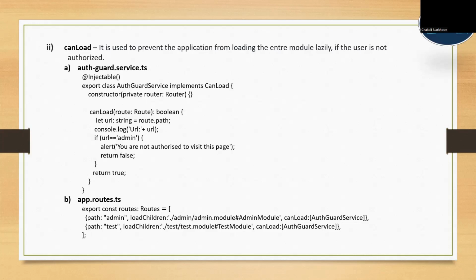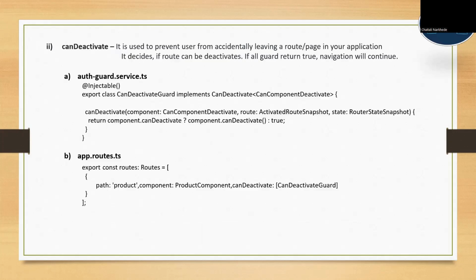And also you need to make some changes in the app.route.ts file. You have to decorate that with the canLoad attribute and you have to provide the authguard service, whatever your service name. Here I have named it authguard service.